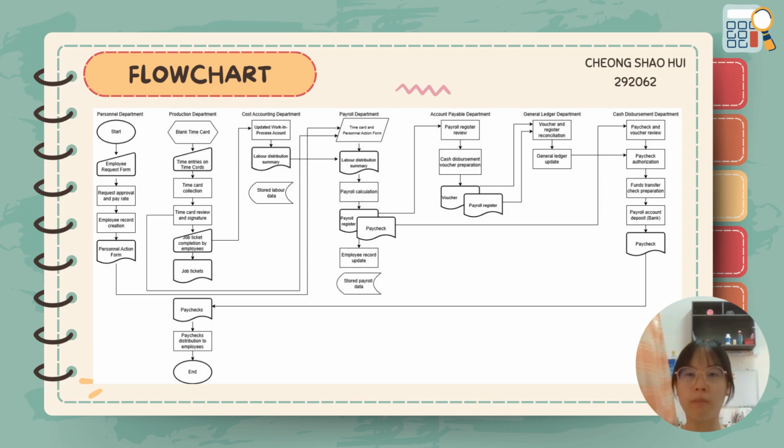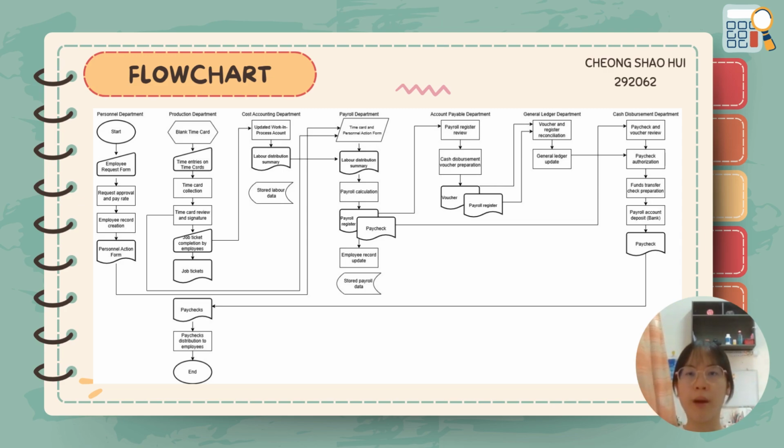Next, in the production department, employees collect blank time cards at the start of each week. They record their working hours daily by punching in and out. At the end of the week, the time cards are collected, reviewed, and signed by the production supervisor. Meanwhile, each employee also fills out a job ticket whenever they start and stop working on a specific task. These job tickets are used to track labor on different jobs and sent to the cost accounting department.